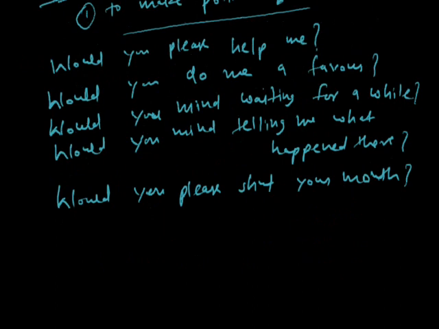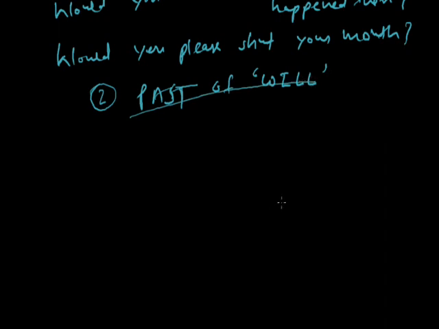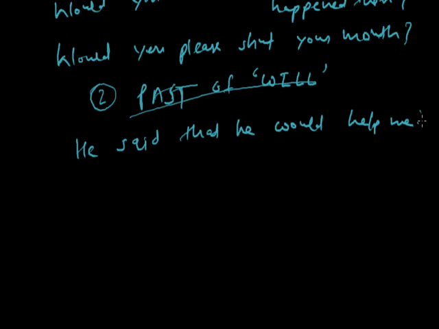Let's do the second one. The second use of would is here. It is the past of will. Past of will. Clear? He said that he would help me. Now, because here said is in the past, so it has to be would. If I wrote will here, it would be wrong. Clear? Would is the past of will.